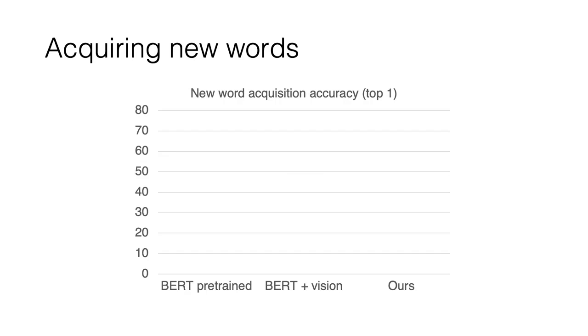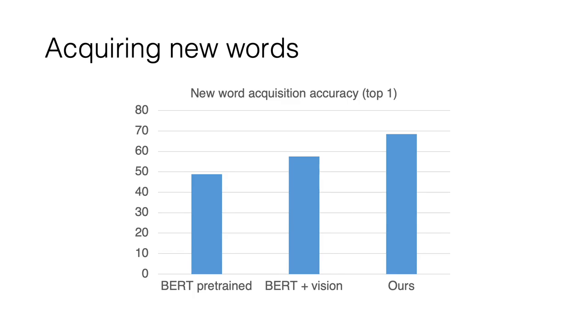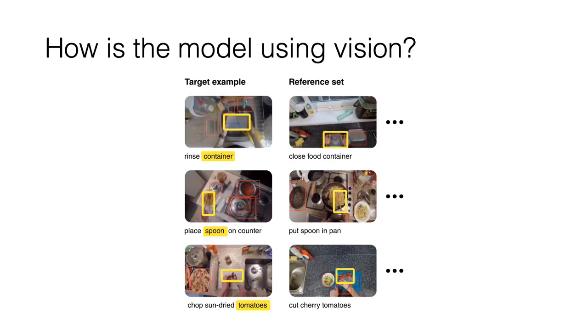Here we show accuracy values when predicting new words. The baselines BERT and BERT plus vision are trained to produce good contextual representations, so they have good results, and adding vision helps improving the accuracy. But when training with our method, the accuracy at predicting new words improved considerably. In this paper, we show similar results for different datasets and also for new compositions of concepts.